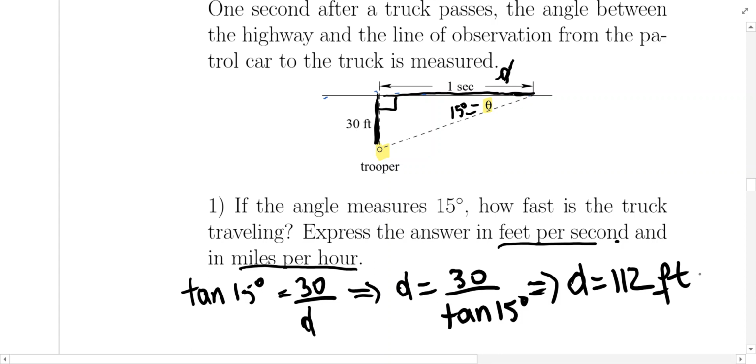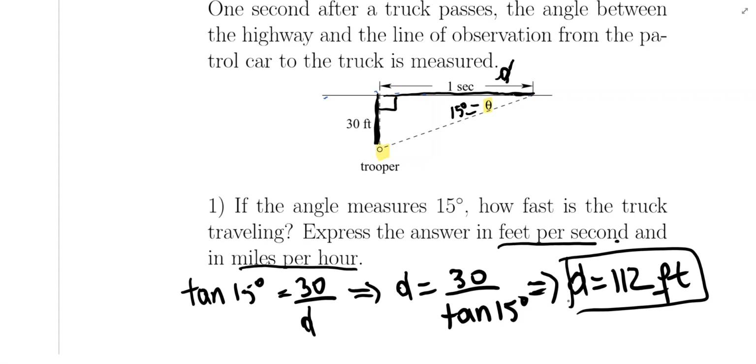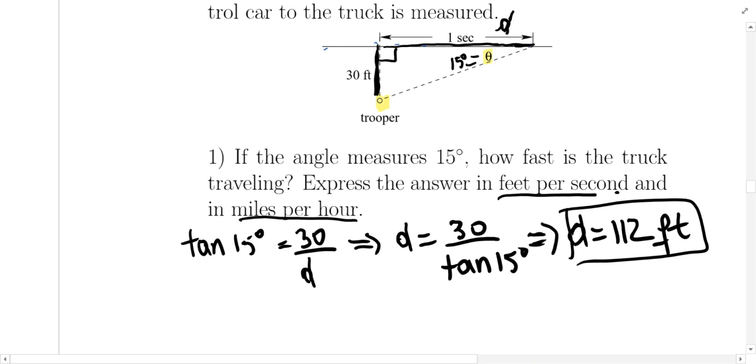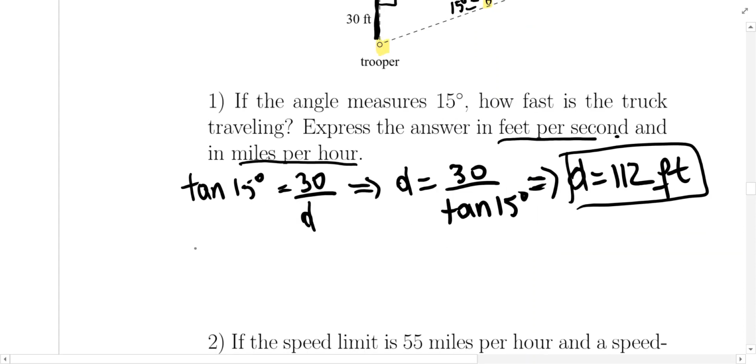So 112 feet. So how fast is the truck going if it's going 112 feet in 1 second? Well, it's going 112 feet per second. So how fast the truck is going is 112 feet per second. So we basically expressed the answer in feet per second. So it's 112 feet per second.